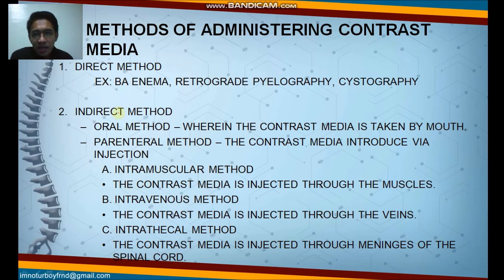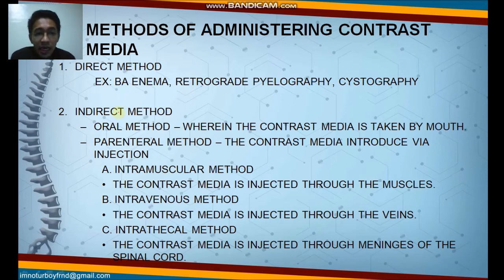And then cystography. So we take the catheter from the urethra of the patient and insert it into the urinary bladder. Once it reaches the urinary bladder, we introduce the contrast material. That's basically cystography. That of course, the patient will also be x-rayed.